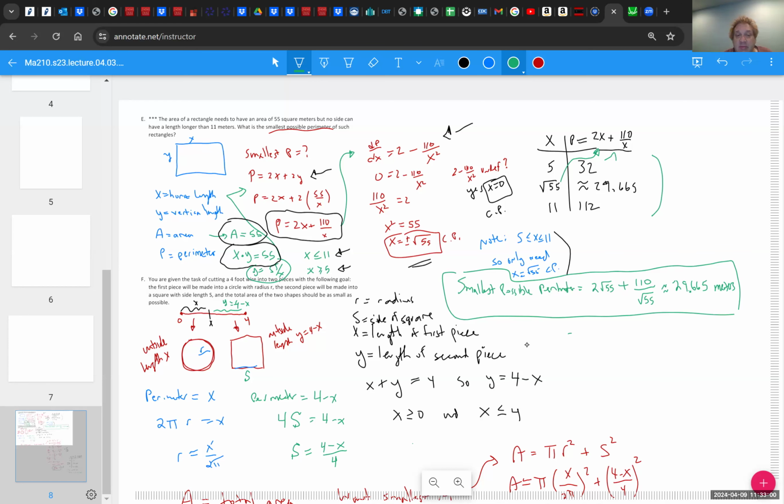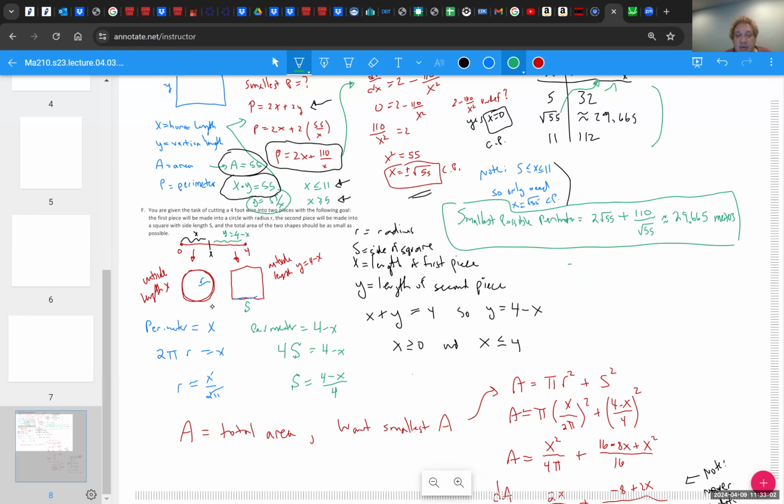And for the second problem, I started off a little bit for you. We have this piece of wire. It's broken off into two chunks. The first chunk we're going to say is x. The second chunk is 4 minus x. That first bit is turned into a circle with radius r, and the second bit is turned into a square with side length s. So I have my variables here. r is the radius of the circle, s is the side length of the square. x is the length of this first piece, y is the length of the second piece, but we know that y is just 4 minus x.